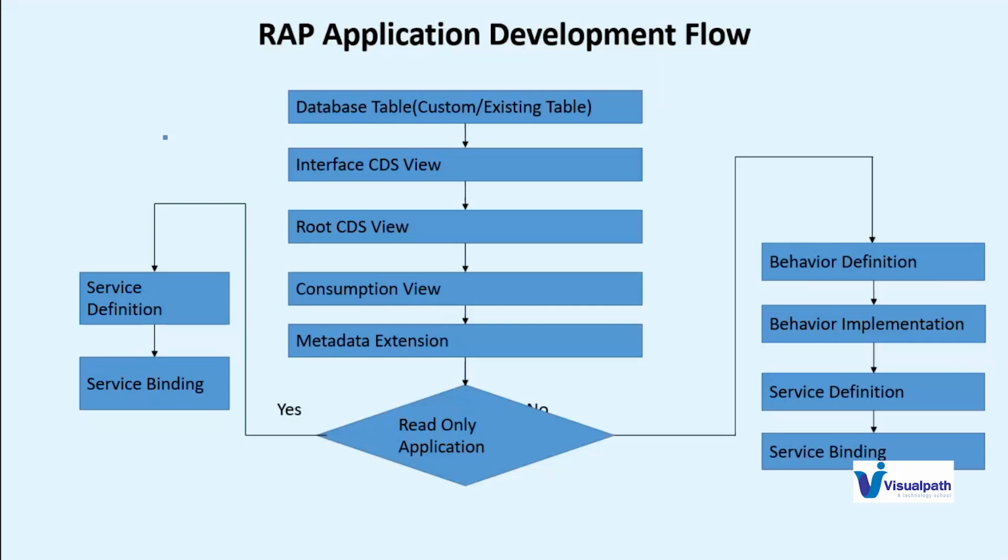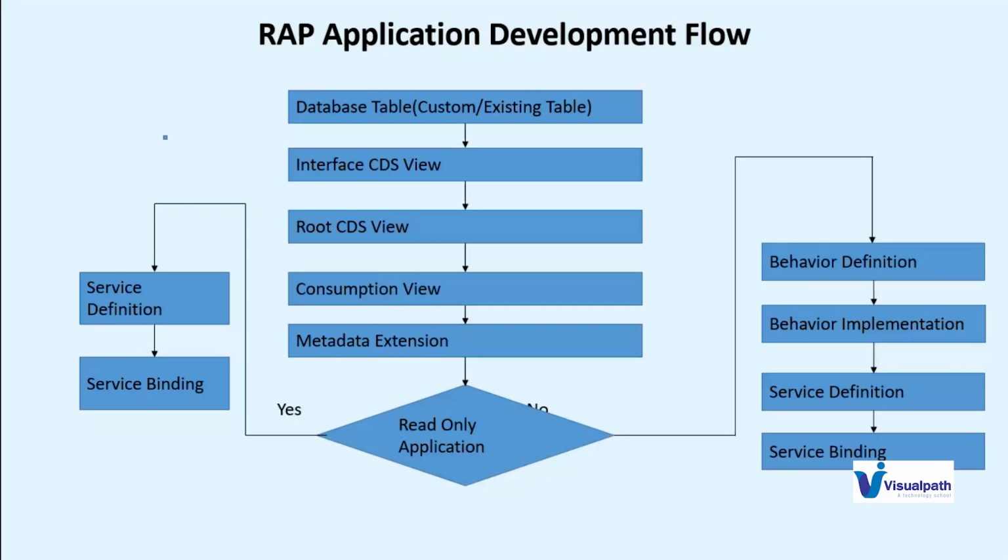And this is the RAP application development flow. Let's say whenever we are going to create a RAP application, what should be the approach, and what are the bare minimum objects that have to be created in order to display the RAP application? Right, we will start from a database table. It can be a custom table or maybe some standard existing table. Or instead of a database table, we can also use standard CDS views or custom CDS views. So the first thing is the database table, or we can say the data source from where our data is coming, whether from a database table or from a CDS view. That is the first thing we have to decide.